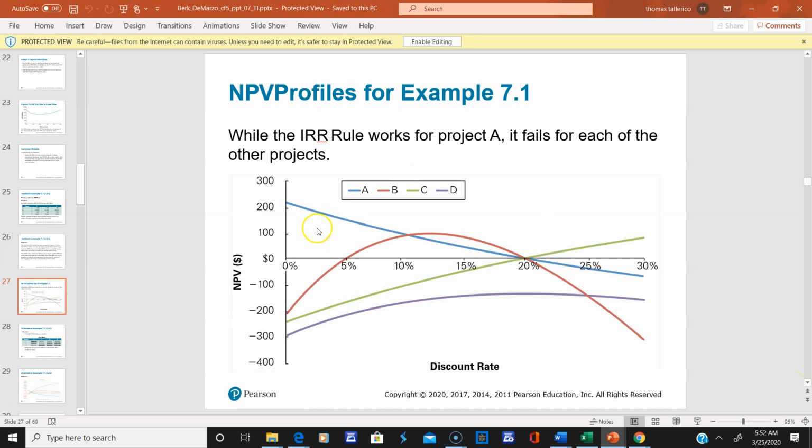So here are the four graphs. Notice here's 20% for A, B, and C. D has none. And if you look at the blue curve for A, this has the only positive net present value below the internal rate of return. So this is the only one you would do. But this is why it's so important to plot these graphs.